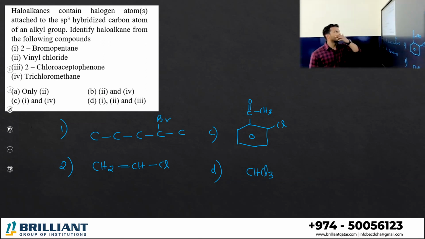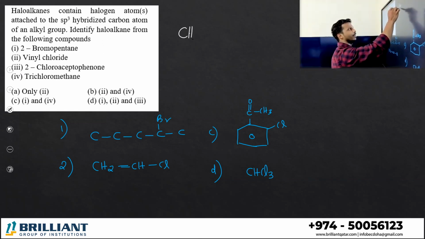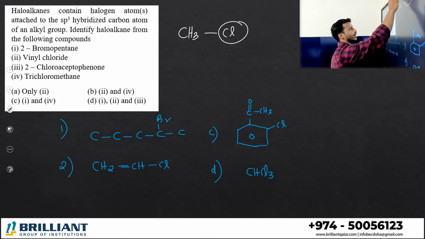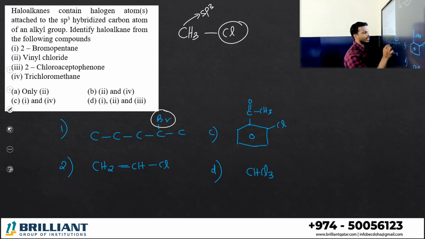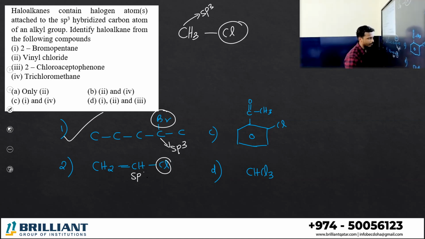That is the question: which of the following is a haloalkane? What is a haloalkane? Simple, if you consider methyl chloride, the halogen connected carbon is sp3. Here the halogen connected carbon is a single bonded carbon, sp3. Therefore, it is a haloalkane. Here the halogen connected carbon is a double bonded carbon, sp2. So, it is not a haloalkane.